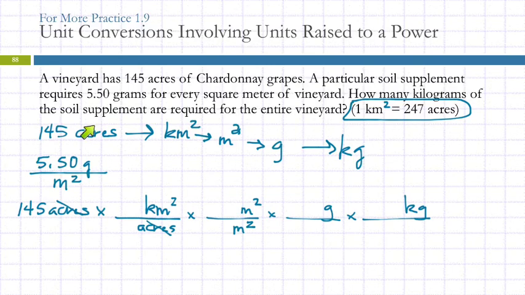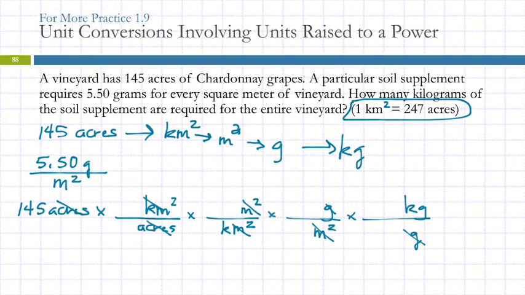Because apparently I can't read. Acres to kilometers squared, to meters squared, to grams, kilograms. Okay. So kilometers squared, and then I need kilometers squared in the bottom. And then those cancel out. I wish I could say I did that just to see if you were paying attention. Not. Okay. I got the units to work out. Now I'm going to put in numbers.